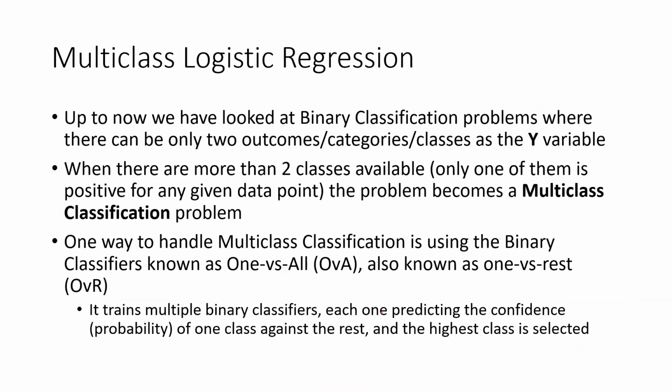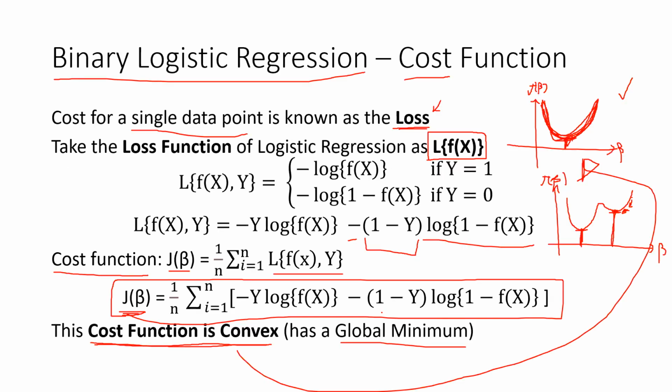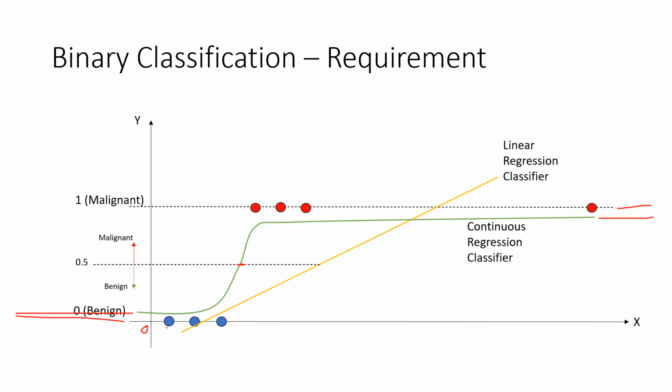Okay, now let's move into multi-class logistic regression. In the earlier case, we discussed binary logistic regression, for binary classification problems, where you can have a nonlinear relationship between two values, positive and negative. With this logistic function, or the sigmoid function, you can do the classification between these two classes.